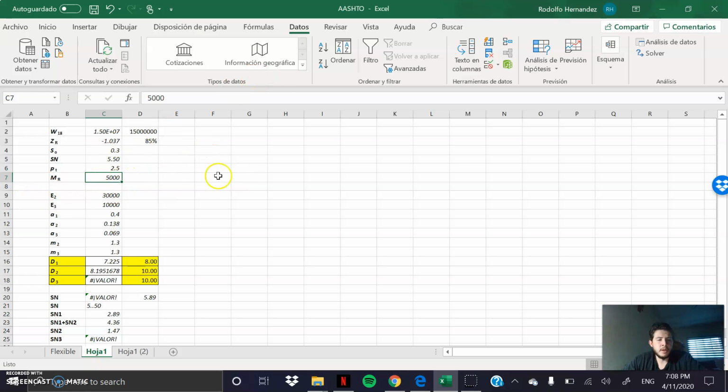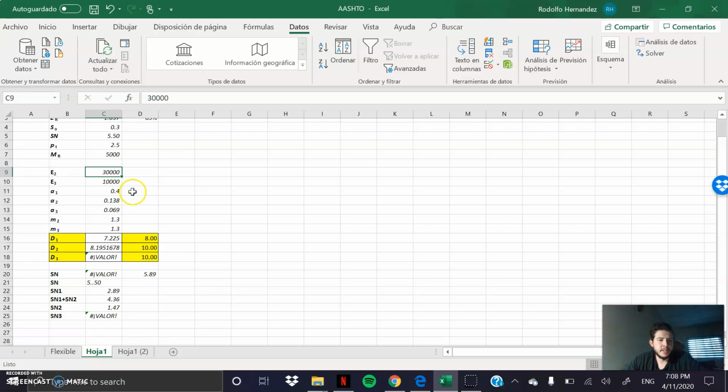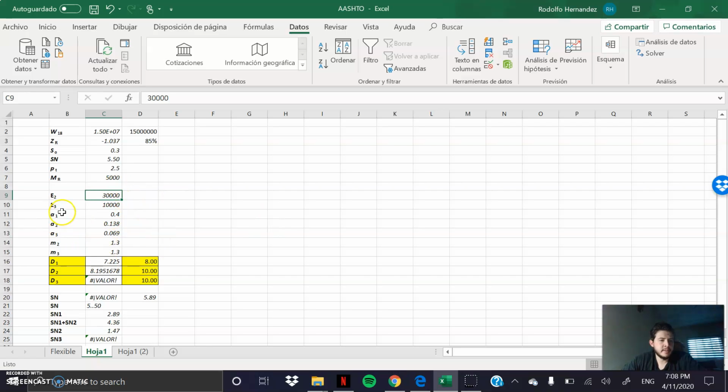The modulus of the base is gonna be 5,000. The modulus of the sub base is 30,000. The modulus of the subgrade is 10,000. The coefficient for the pavement is gonna be 0.4. Normally, usually is 0.42 or 0.44, but we're gonna use 0.4.